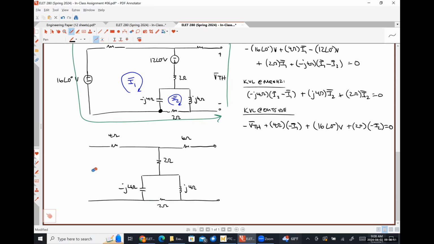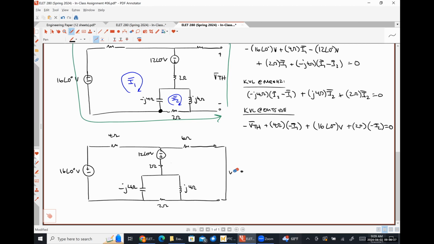So let's put that 16 angle 0 degrees volt source back here. So how do I find the Norton current again? Short the terminals, absolutely right. So short circuit these terminals, find the current flowing through the short circuit.